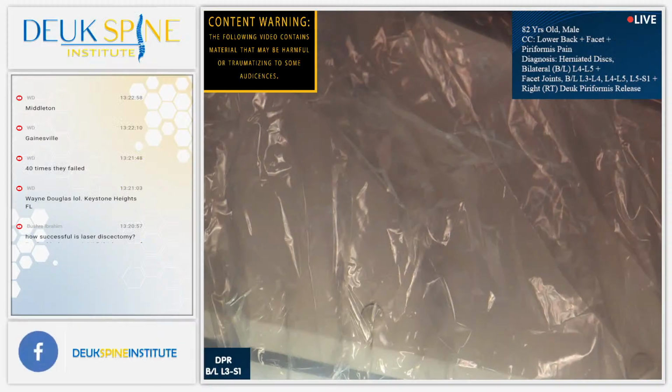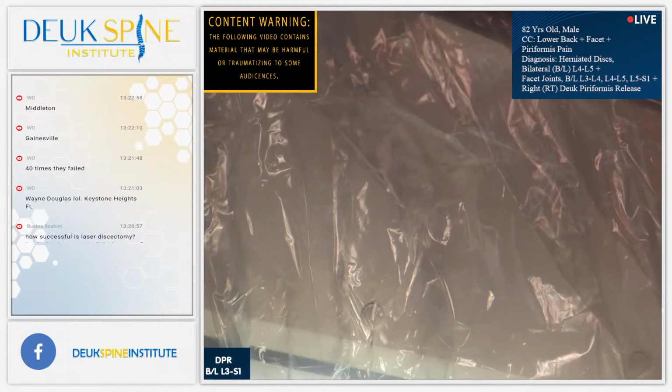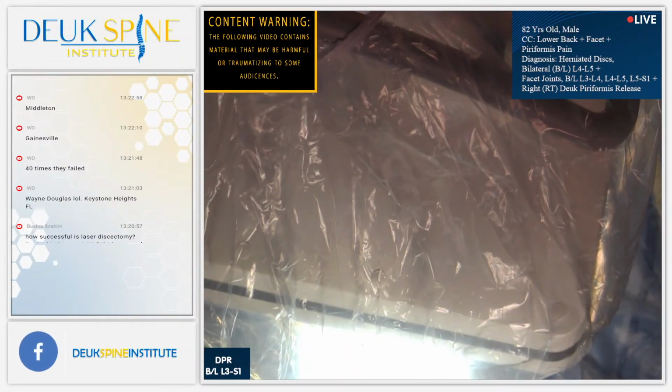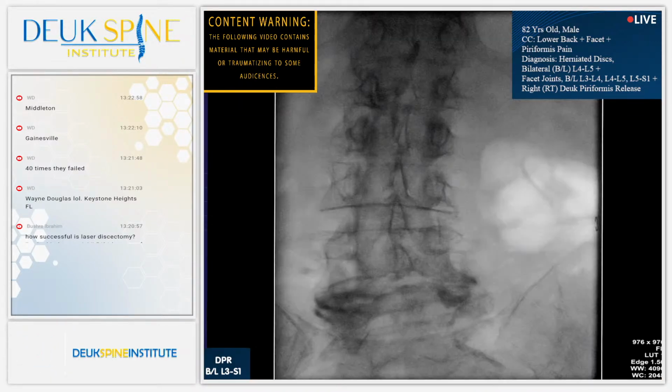I'm Dr. Deuk Majan. You can see from the x-ray we've just taken, we are performing spine surgery in the lower back. This patient has facet joint pain. Facet joint pain is a type of arthritis pain that causes back pain. It's responsible for about 8% of all back pain as the primary cause, without anything else being the main cause. But it's present in about 45% of patients with chronic back pain.